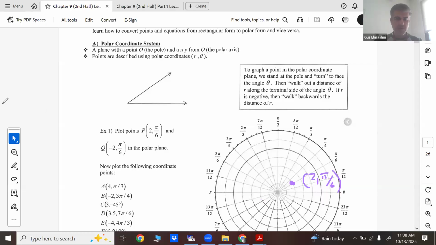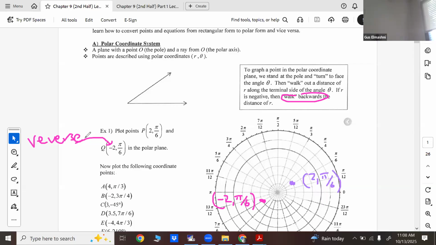Let's switch colors for a bit of contrast. Let's go pink. So -2 comma pi over 6. When it's negative, that says you walk backwards. You go in reverse. It's kind of like, if you shrunk yourself and put yourself at the pole, okay, pi over 6, oh, negative, so that makes sense.